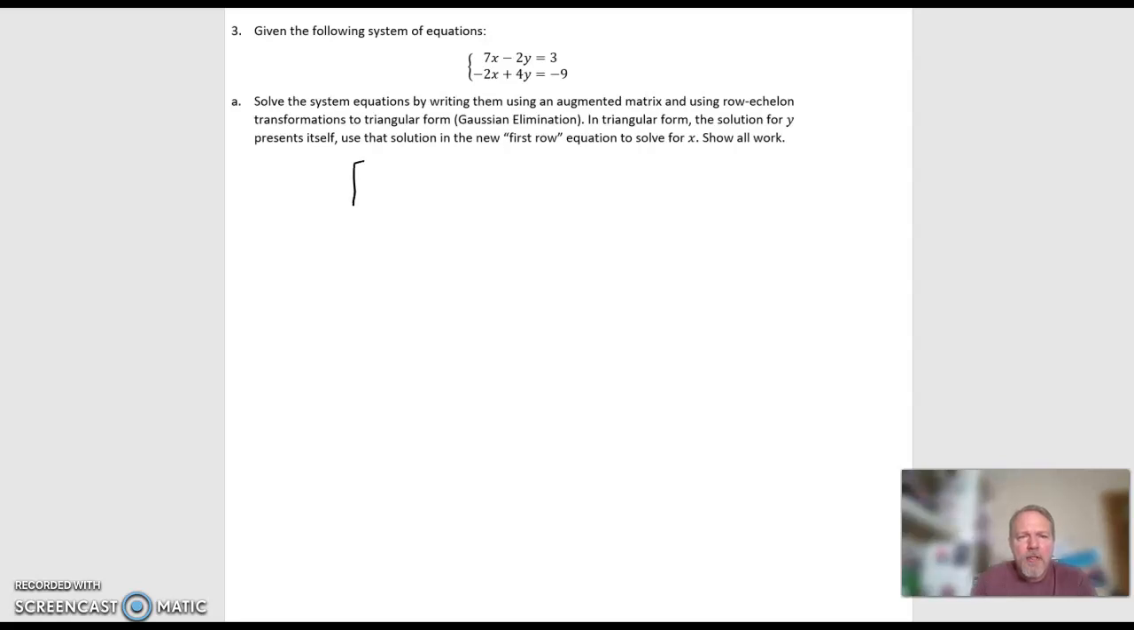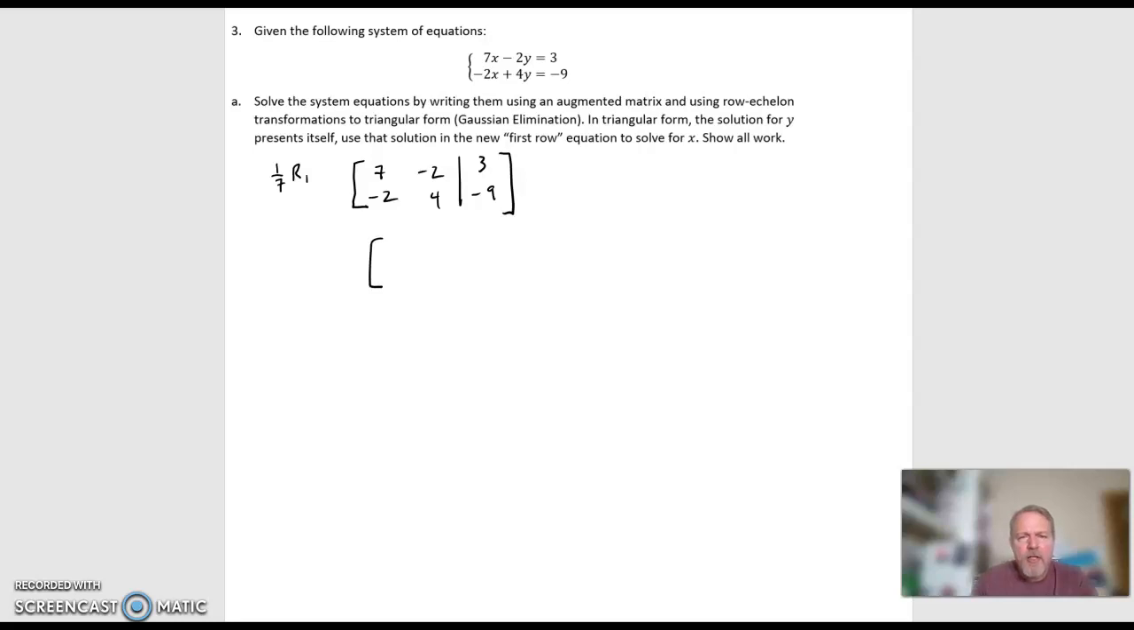First, let's write this as an augmented matrix. It's the coefficients 7, -2, and -2, 4, augmented by the solution column 3, -9. I like to take this 7 to a 1 first, right off the bat, for a system of two equations, two unknowns. So this first position needs to be a 1. I'm going to multiply 1/7 times row 1. That's the same thing as dividing row 1 by 7, but I usually multiply.